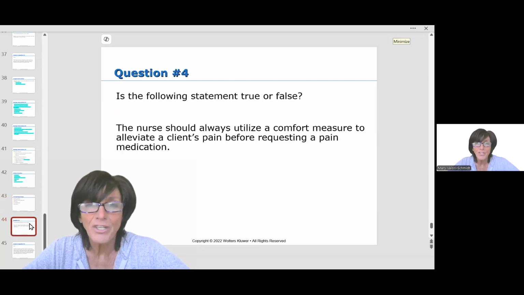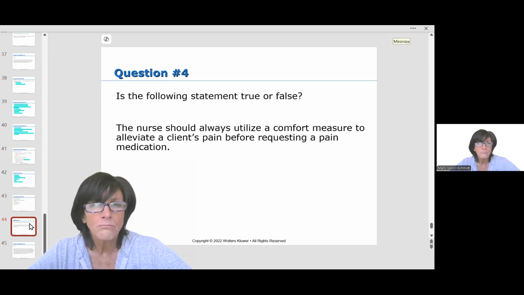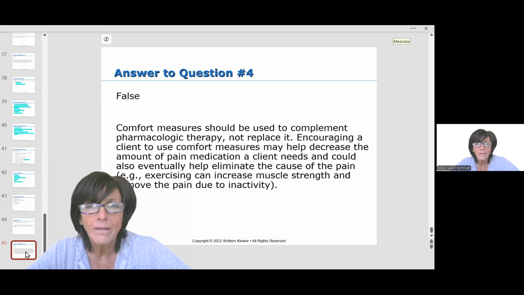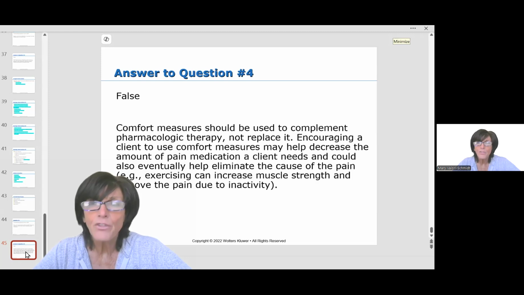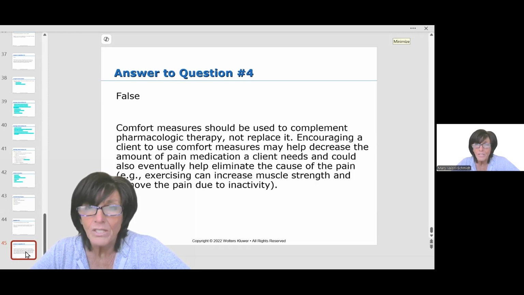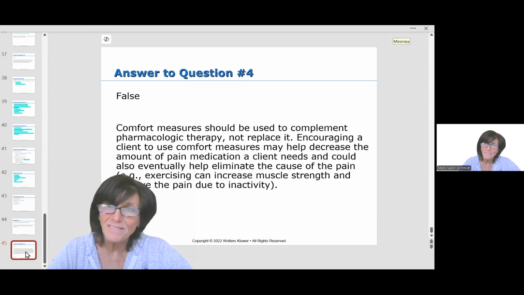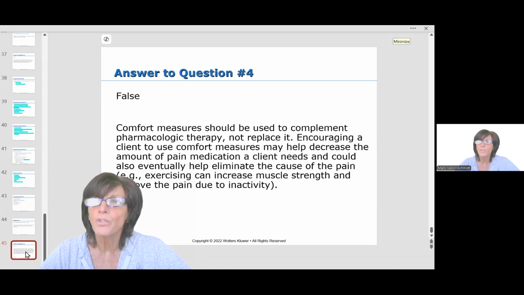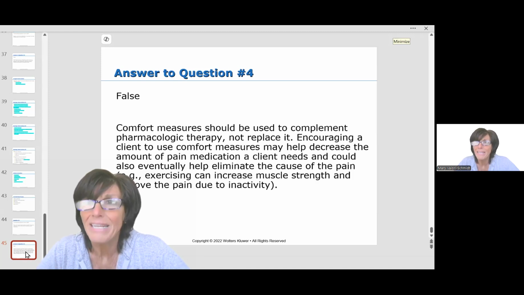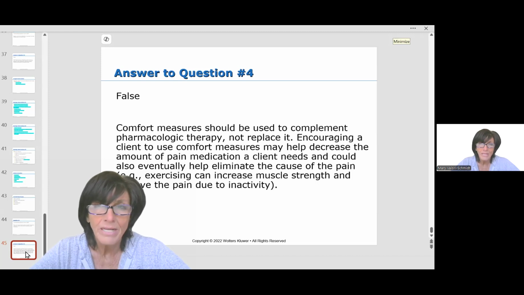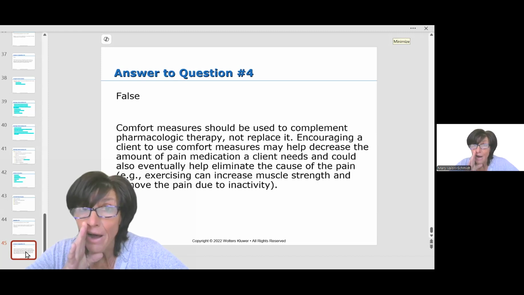All right, last question. Is this true or false? The nurse should always utilize a comfort measure to alleviate a patient's pain before requesting a pain med. If you said false, you were right. So remember, comfort measures aren't meant to replace meds. They're just meant to complement them. So encouraging them to do different things like guided imagery can help decrease the pain, but certainly it's not meant to replace medications. Just remember that. And that's all, as if that's not enough.